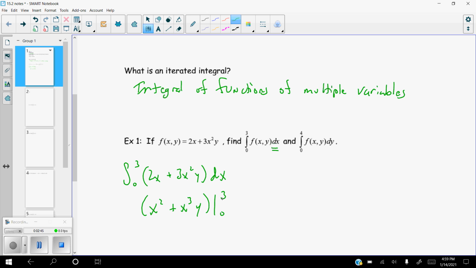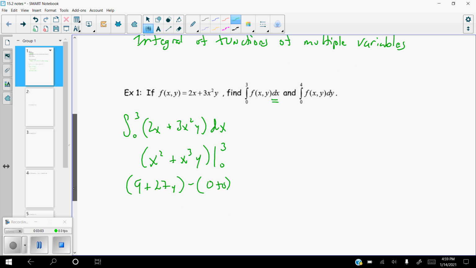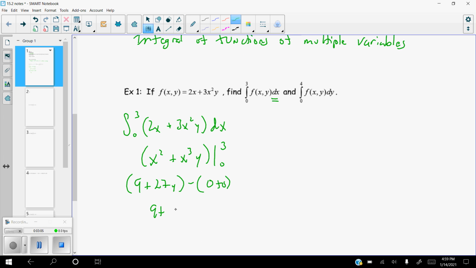Biggest thing is remember what you're plugging the numbers in for. This was with respect to x. We're plugging 3 and 0 in for x. So let's see, we're going to get 9 plus 3 cubed is 27, so 27y, minus, plug 0 in for both of those, you get 0. So really what we get here is 9 plus 27y. And that's the integral of our function of xy with respect to x.